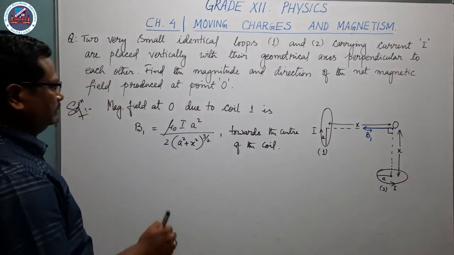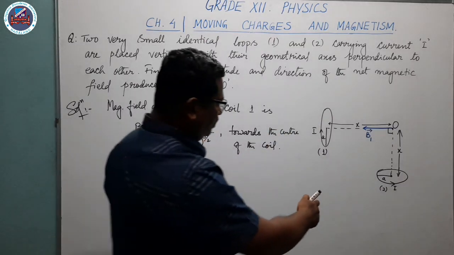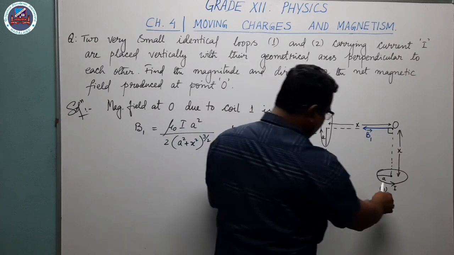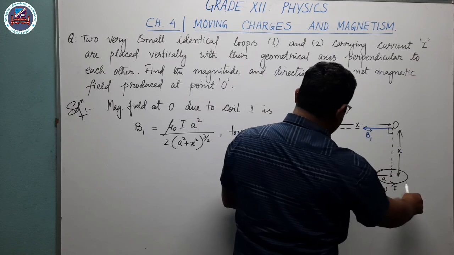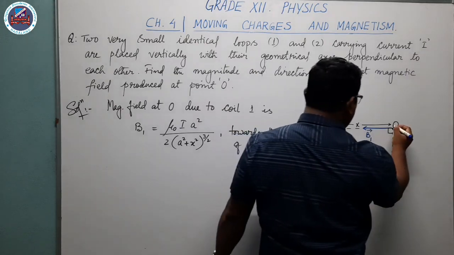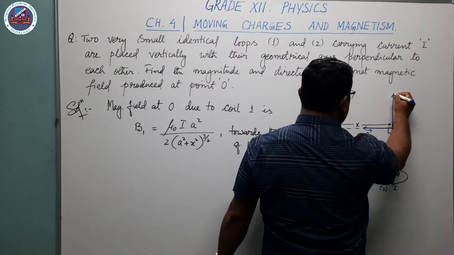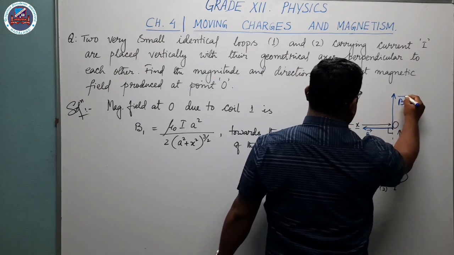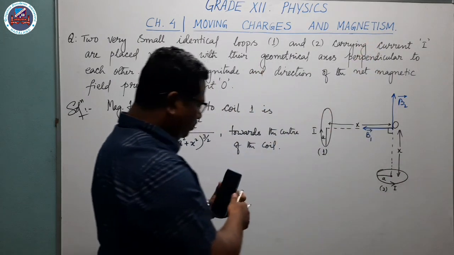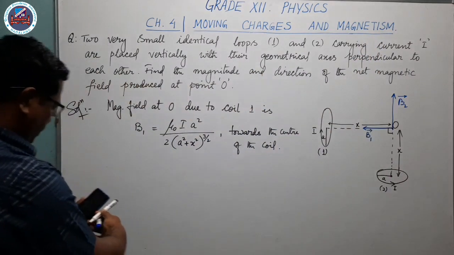Then the next one, for the second loop, you can see that the direction of current is in the anti-clockwise direction. So it will go away from the center, like this. Direction of B2, for the second coil, will be in the upward direction.